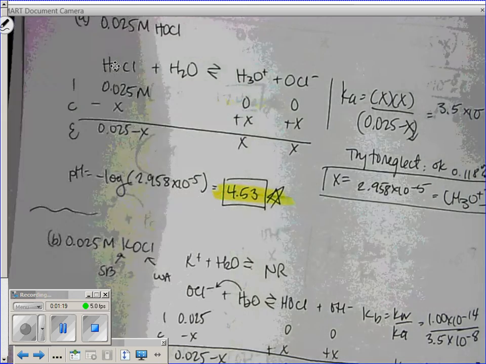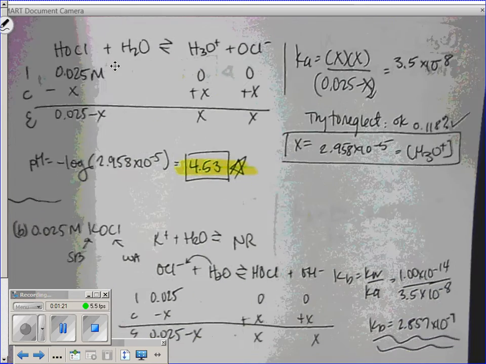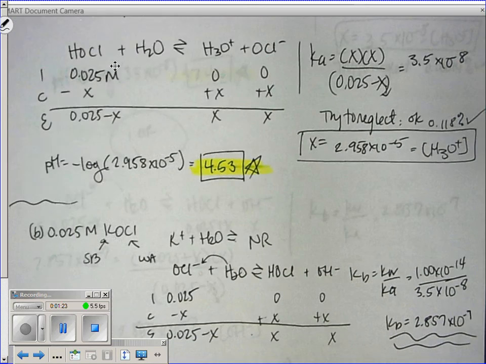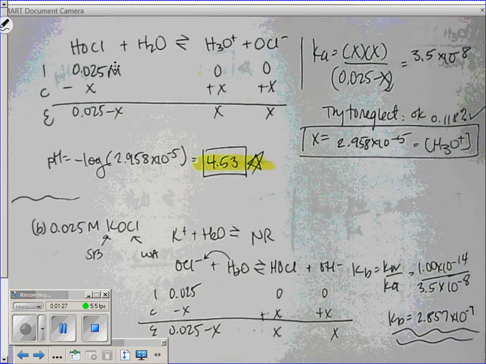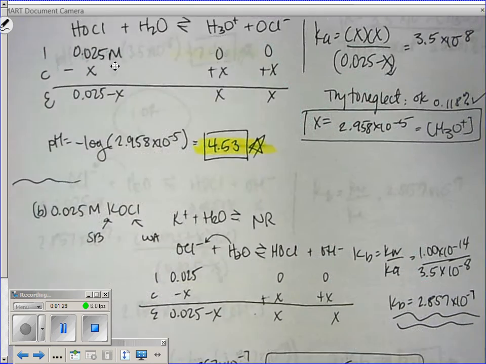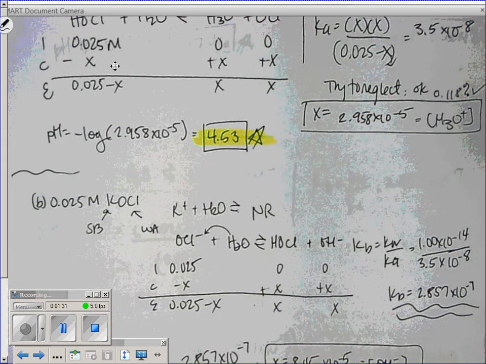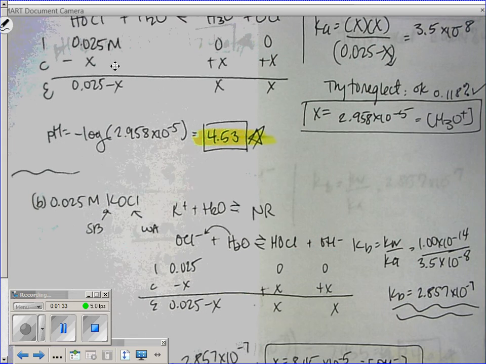The very first one is a weak acid. You know weak acids have a Ka. You got their Ka, you set up an ICE box, you neglect, yes, you're good. Once you get X, you got your H plus concentration, which would then give you pH of 4.53. Thumbs up if you made it through that one. That's a weak acid. You're very familiar with that.